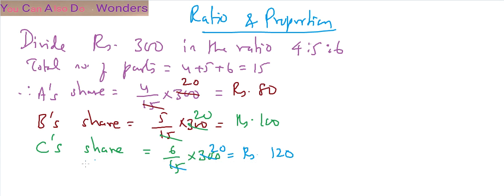To find C's share, you can do it this way, or you can add these two and subtract from the total, because 80 plus 100 is 180, and 300 minus 180 will give you 120. It can be done that way also. And so you can verify this. You add all of them, you should get 300.